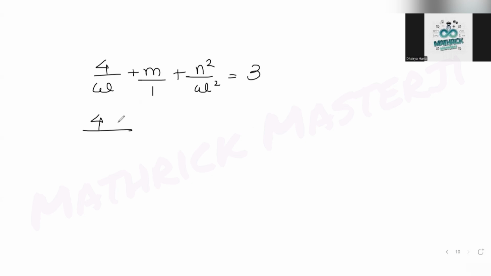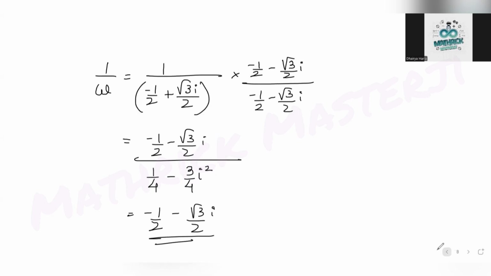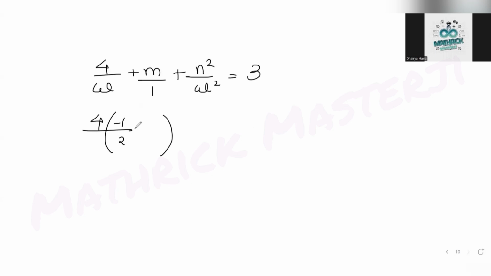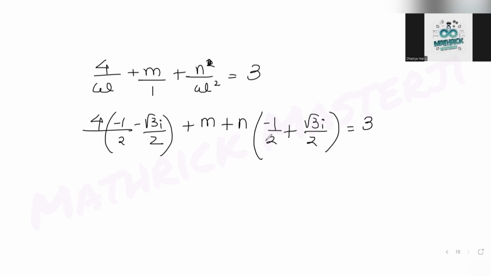So 4 over omega, 4 times 1 over omega, that basically means minus half minus root 3 over 2i plus m plus n square. I don't have n square, I just have n over omega square. So plus n, I have minus half because 1 over omega square is minus half plus root 3 over 2i equals 3. So from here, if I try to solve this further, what do I get?